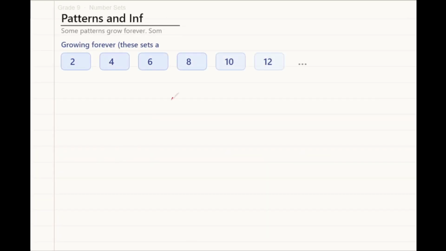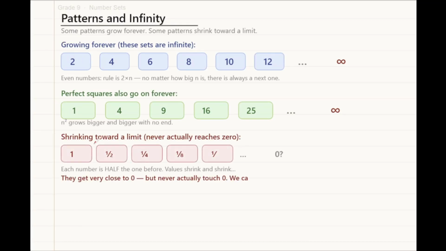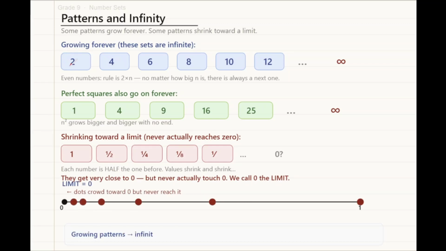Okay, now let's see the terms limit and infinity. Here you can see some growing patterns and some shrinking patterns. Let's go through this. Here you can see this pattern, which is the multiples of 2. This is growing, and for whatever number you can think of, there will always be a multiple of that number. So we say that this pattern grows infinitely and its limit is positive infinity. We can write it like this, positive infinity.